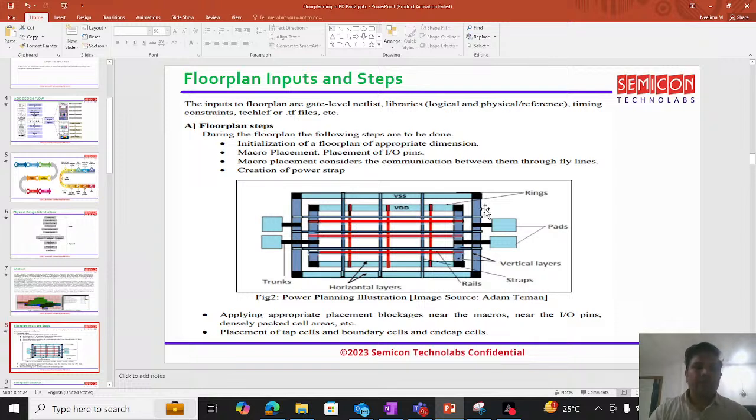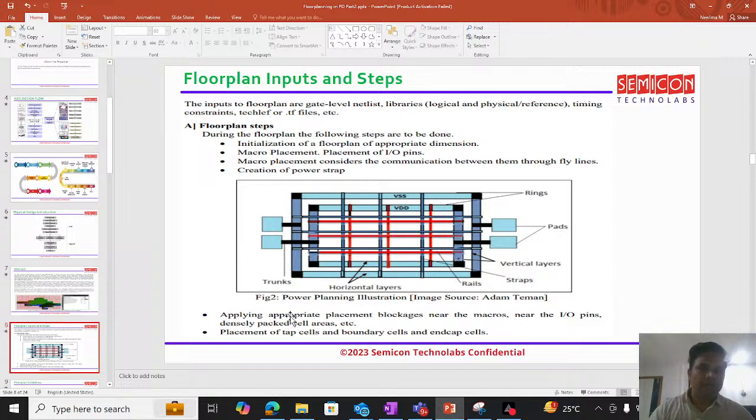Okay, now as we can see in the diagram, first these are the pads. From the pads, the power and ground supply goes to the trunks, and from the trunks it goes to the rings, and from the rings to the straps, and finally to the rails. Okay, and again we have horizontal layers and vertical layers. So it is always recommended, as soon as we receive the input files for starting the physical design, to have a thorough understanding of how many horizontal layers and how many vertical layers are there in the technology file.